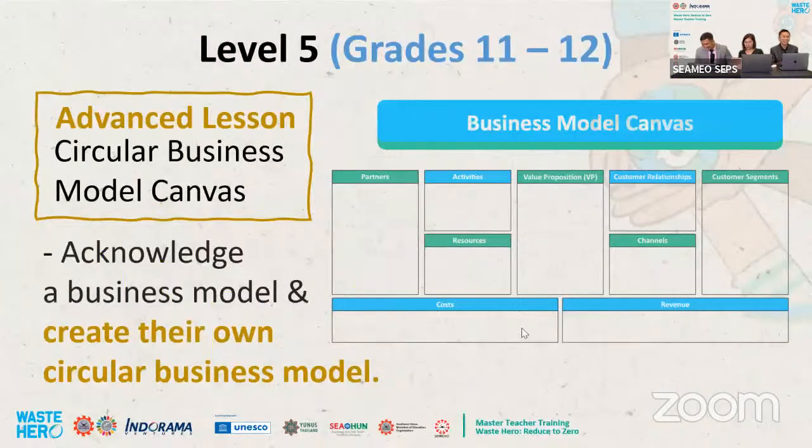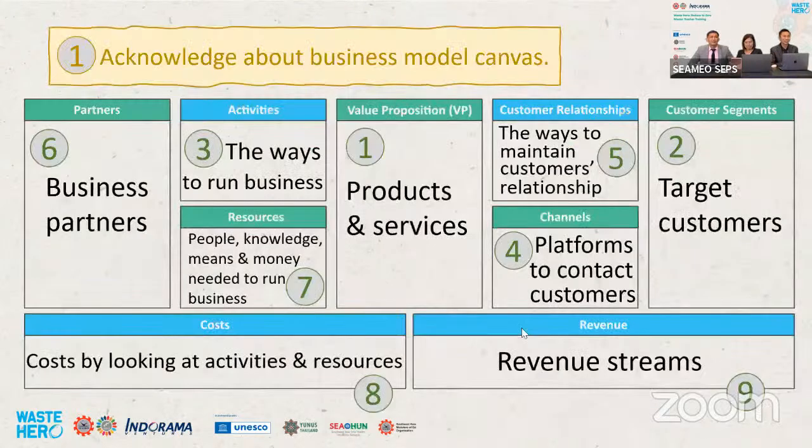Okay, the idea from the intermediate lesson might be enhanced to the advanced level by doing a circular business model canvas, in which students have a chance to create their own circular model. By doing this, you should acquaint your students with the business model canvas that you can apply in this activity. In my point of view, you may start presenting the idea respectively by these steps.